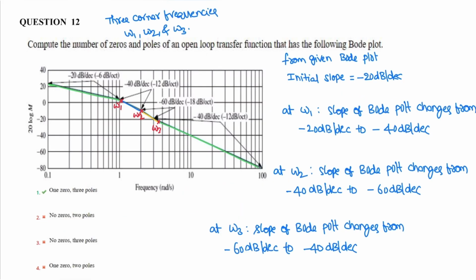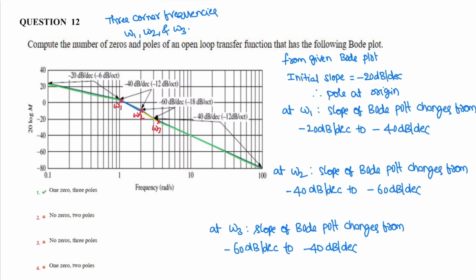Next question. Compute the number of zeros and poles in an open loop transfer function that has the following Bode plot. For the given Bode plot, the initial slope is minus 20 dB. So either a pole or a zero corresponds to the initial slope. Now the slope is minus 20 dB, so there exists a pole at the origin.